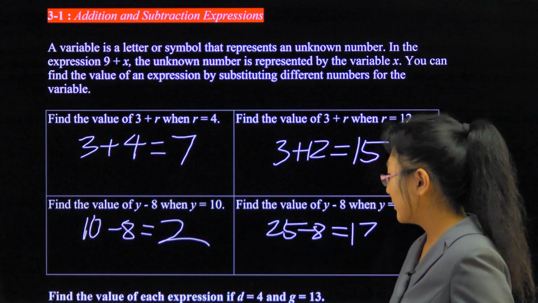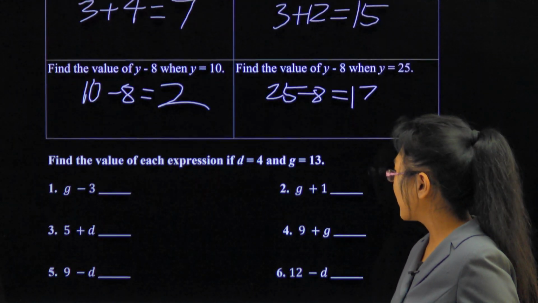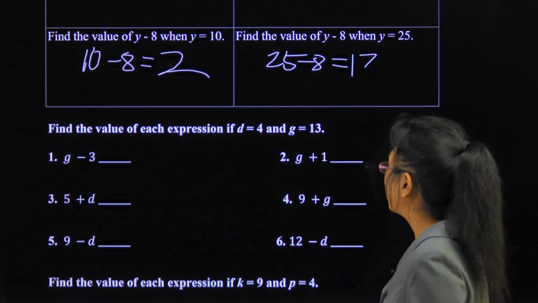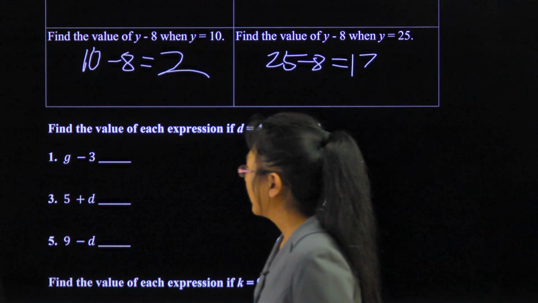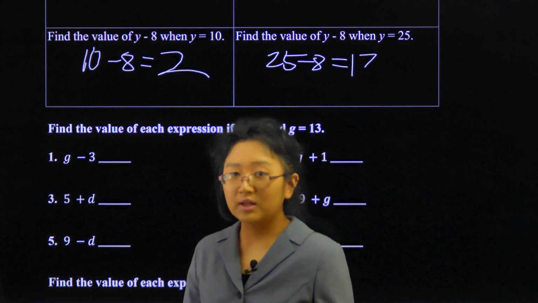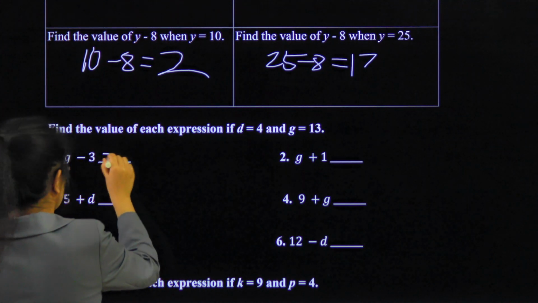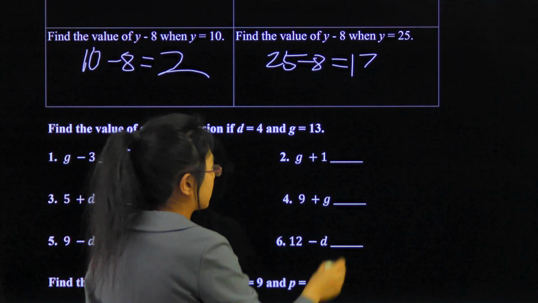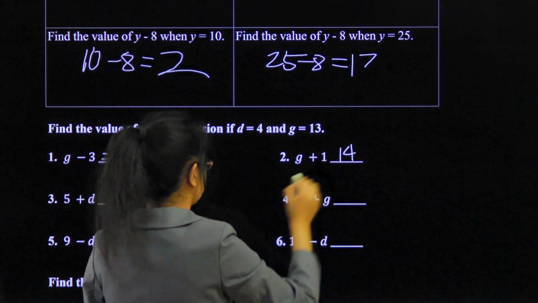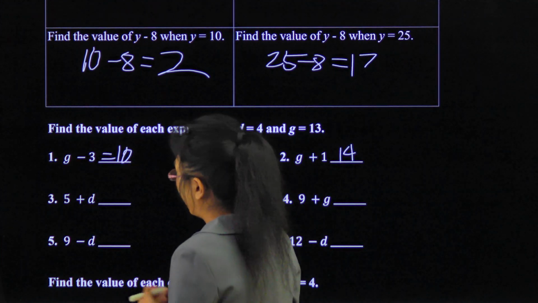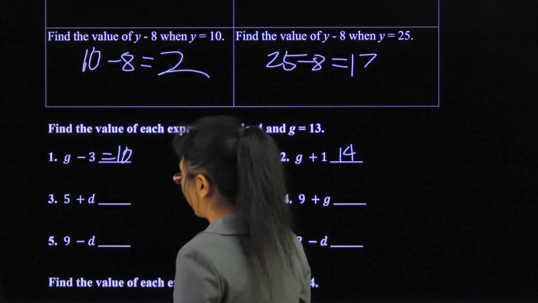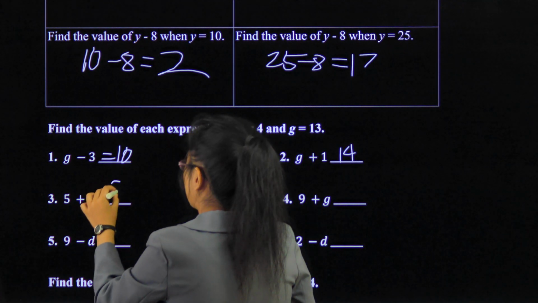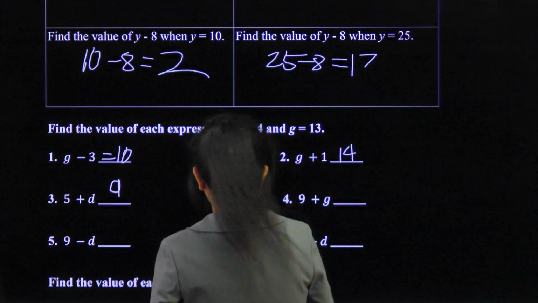Let's do some practice problems. Find the value of each expression if d equals 4 and g equals 13. g minus 3: 13 minus 3 equals 10. g plus 1: 13 plus 1 equals 14. 5 plus d, d equals 4. 5 plus 4, you just plug it in, guys, is equal to 9.